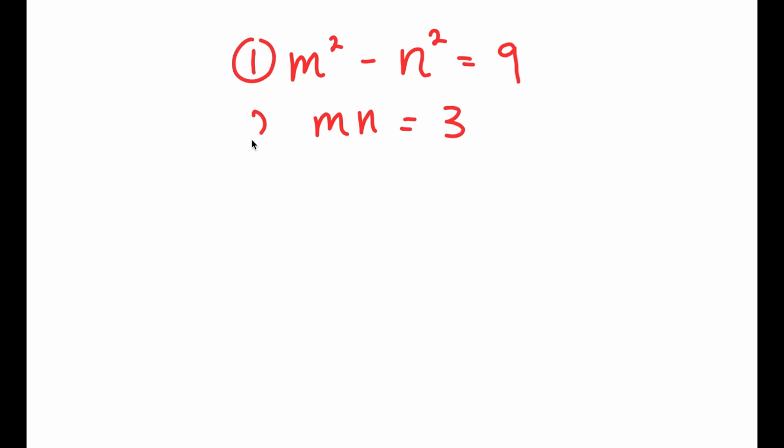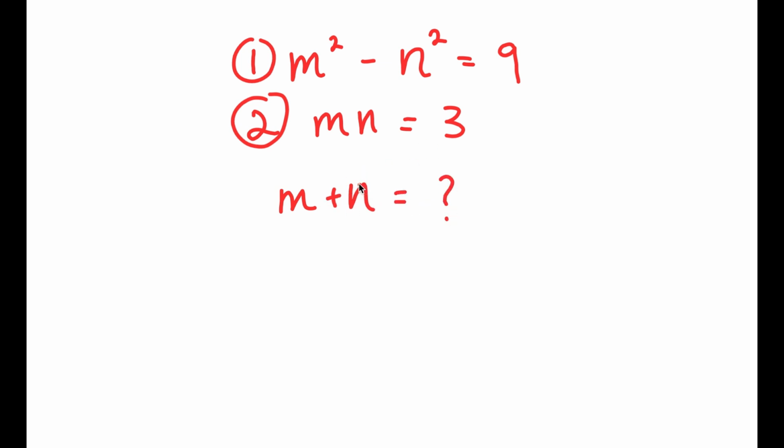Alright, so in this video, I'm going to be solving a system of equations. So the first equation in my system of equations is m squared minus n squared is equal to 9. And now the second equation is m times n is equal to 3. So I'm going to label this the first equation and label this the second equation. Now, what I want to do is find the value of m plus n.